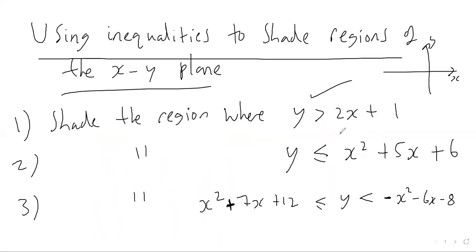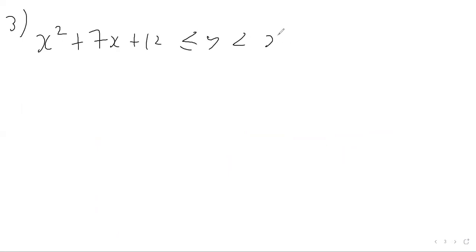Okay, so we've done part 2. And then the next part: y is now bigger than or equal to x squared plus 7x plus 12, but less than, strictly, minus x squared minus 6x minus 8. Let's try this one then. So question 3, x squared plus 7x plus 12 is less than or equal to y, which is less than negative x squared, negative 6x, negative 8.